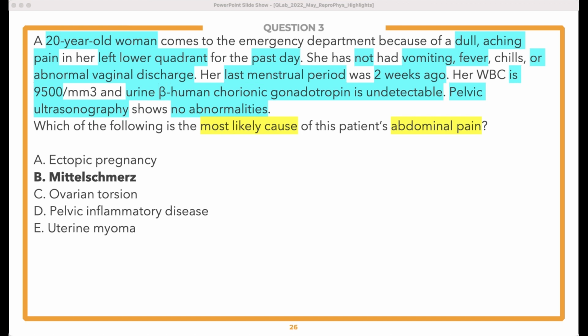And lastly, answer choice A, ectopic, is also unlikely because of the negative HCGs. The best answer choice here is answer choice B.